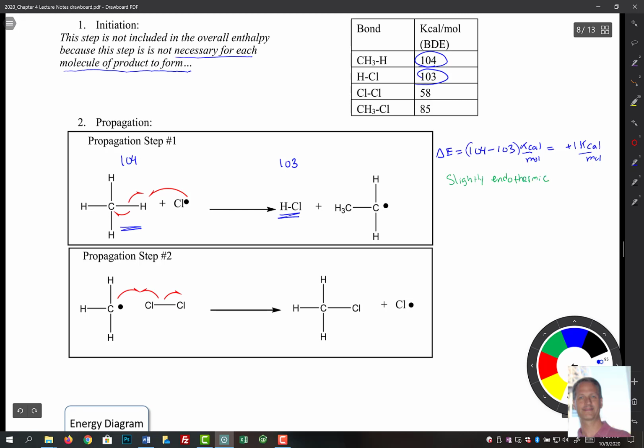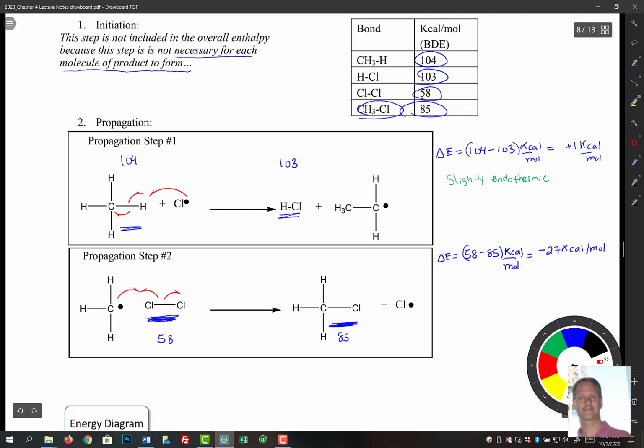All right, we can do the same treatment down here below. So broken, here's chlorine. Chlorine is 58, so 58 kcals per mole, minus formed. That's formed, so here, 85. So delta H for this is equal to broken, 58, minus formed, 85. Again, kcals per mole. And when you go through and calculate this, negative 27 kcals per mole. So this is an exothermic step, right?